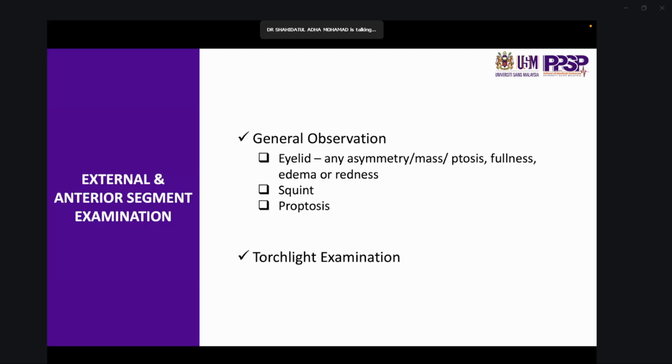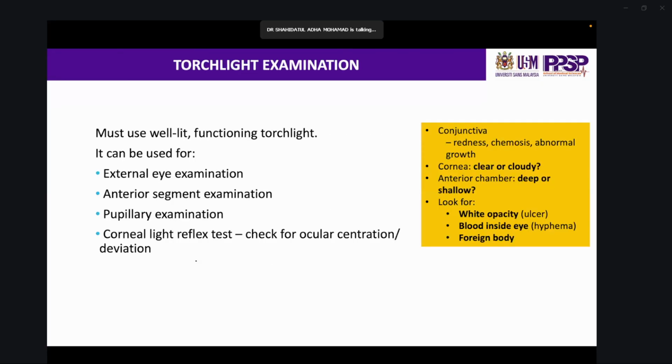And to perform this, you need a torchlight. So what are these torchlight examinations? It is very useful to examine the external condition, and you can also perform anterior segment examination using the torchlight. Apart from that, with the torchlight you can also do the pupillary examinations later. And with this you can assess the corneal light reflex to check for ocular centration, meaning you want to confirm whether there is squint or not. But the torchlight must be well lit and functioning.